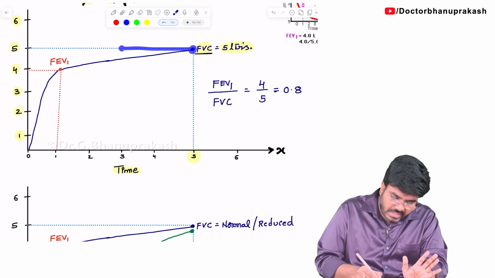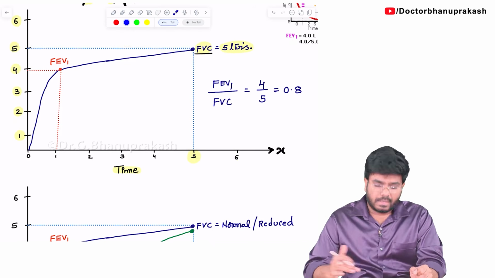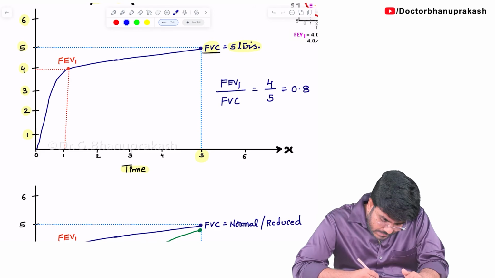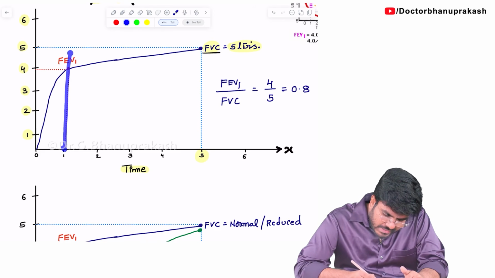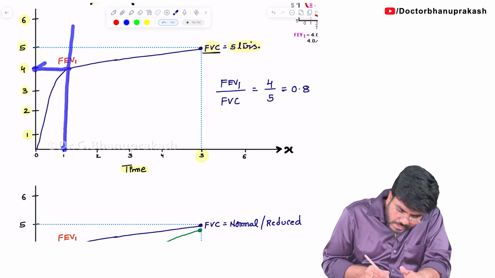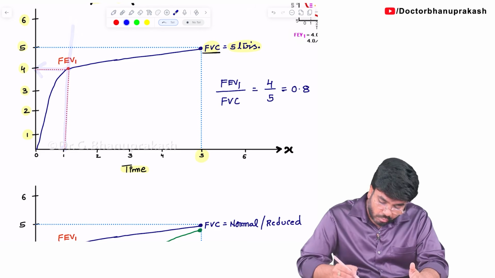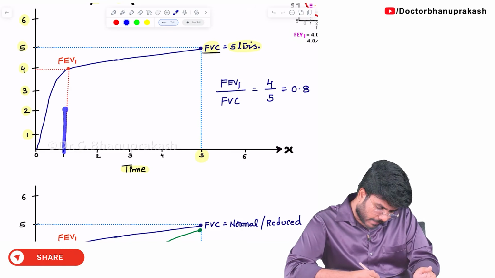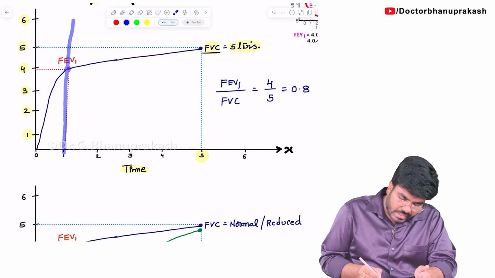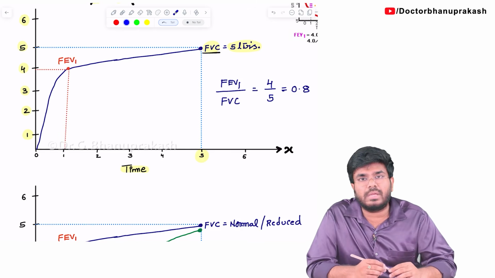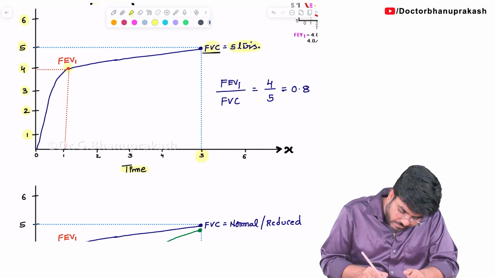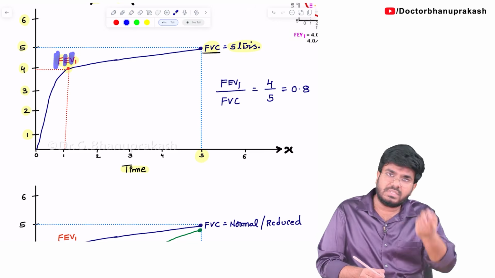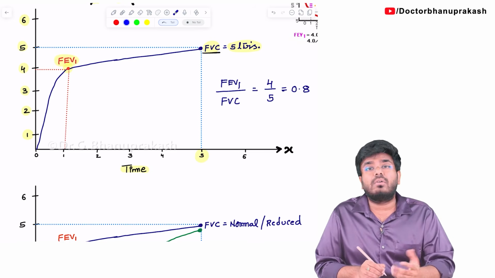How much air finally have you taken out? 5 liters. Now look at what is happening in the first second. In the first second, how much air did he take out of his lungs? Almost 4 liters. Just within the first second itself, 4 liters of air is coming out. This 4 liters is called FEV1, the forced expiratory volume in 1 second.